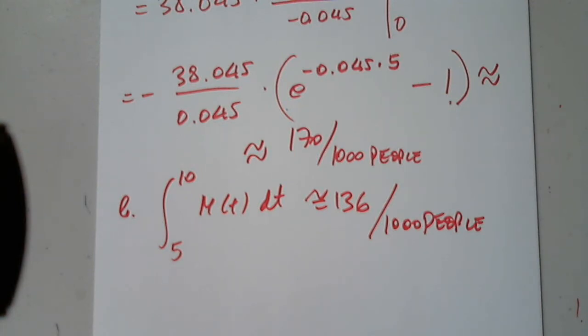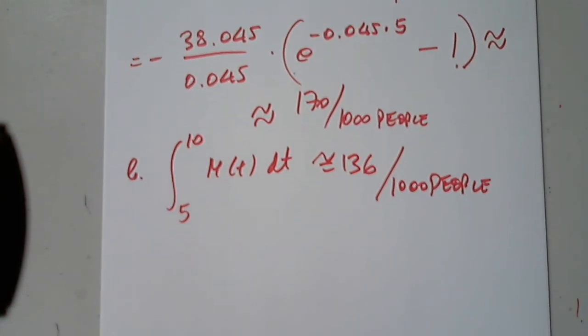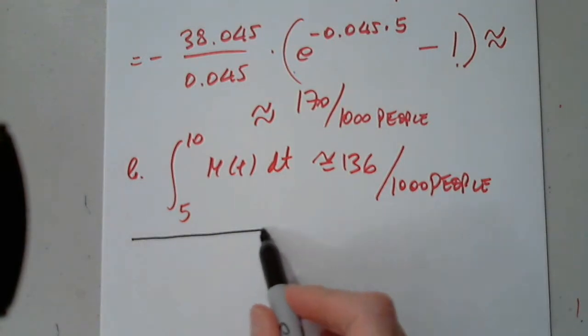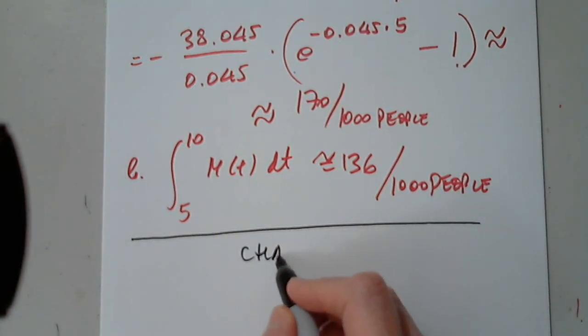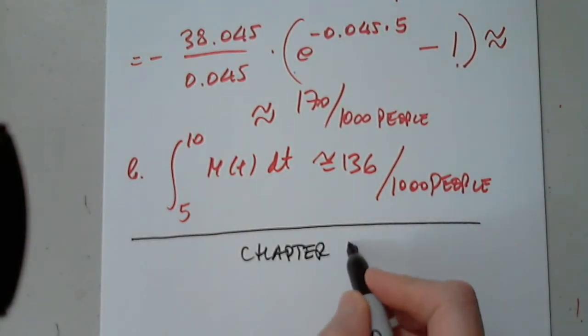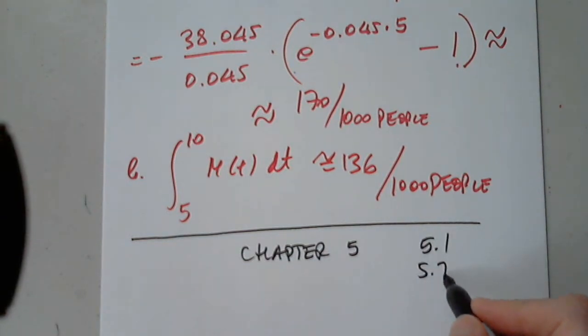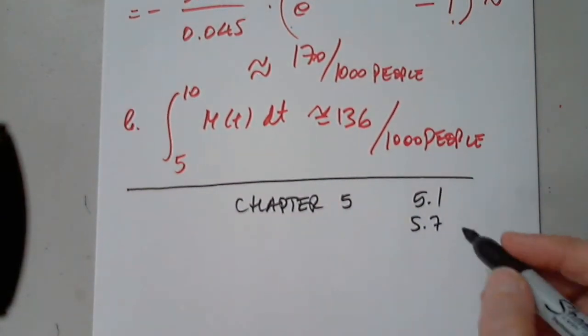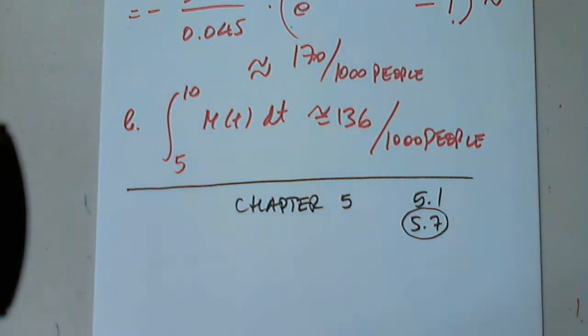Good. I would like to start chapter 5. Let me see, where is my time here? Yes, that's perfect. I would like us to start chapter 5. There are only 2 sections in chapter 5 that we are looking at: 5.1 and 5.7. I consider 5.7 the most involving section of this course.